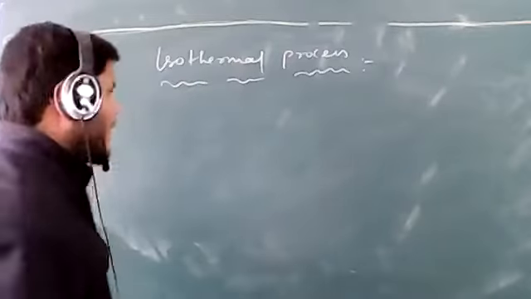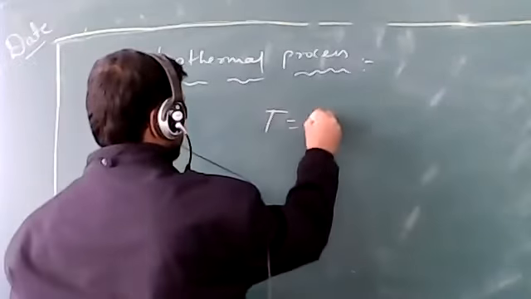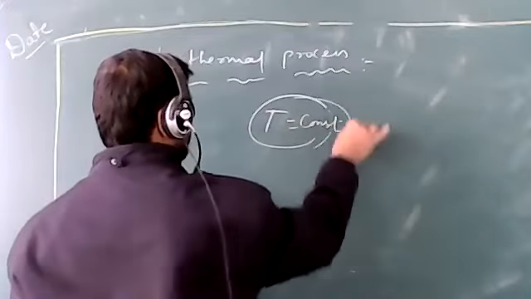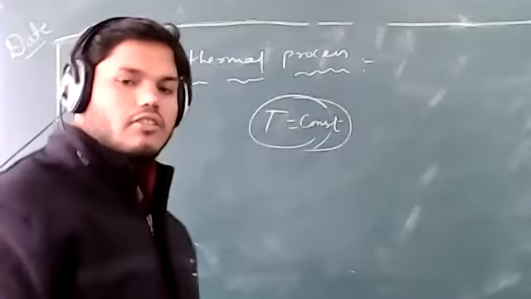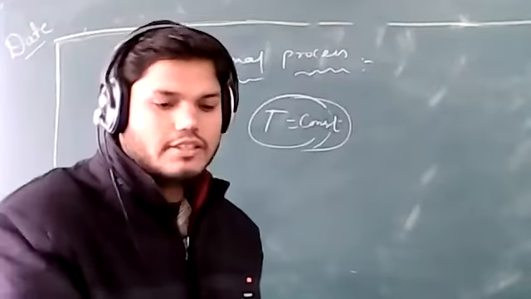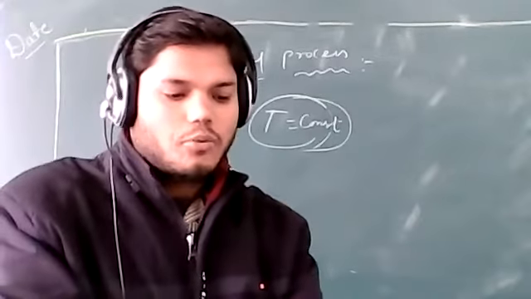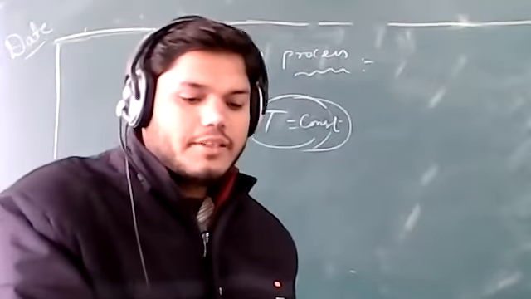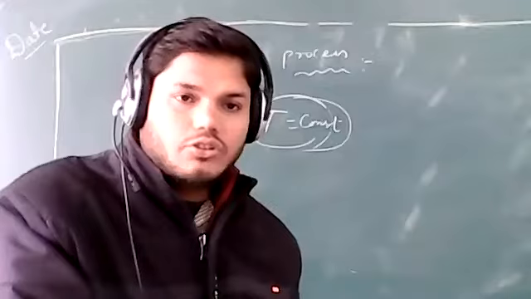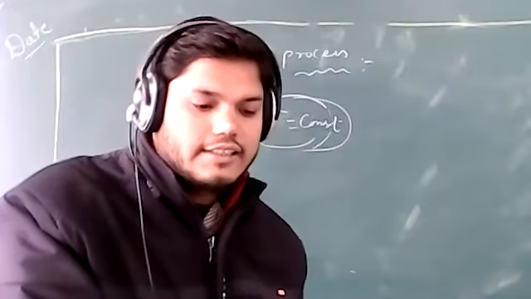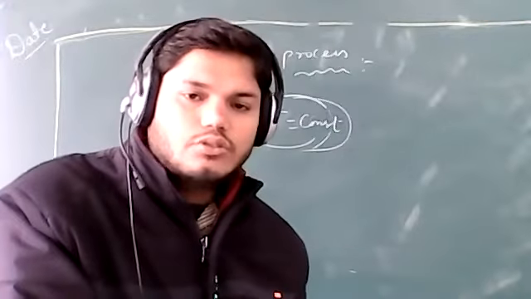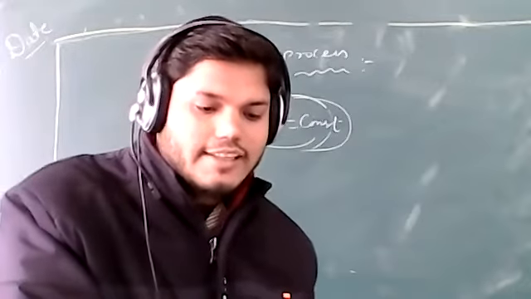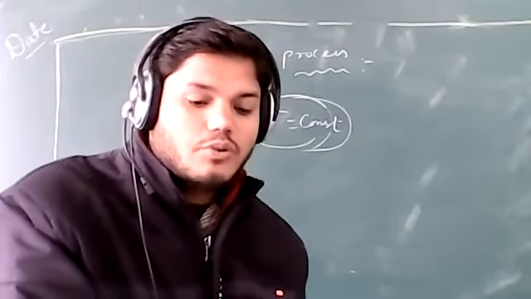If the temperature of the system remains constant throughout the process, then this process is called what? Isothermal process. Iso means constant, and thermal means temperature. So if a process takes place in a particular system and the temperature remains constant, then this process is called the isothermal process. In this process, the temperature will keep constant.